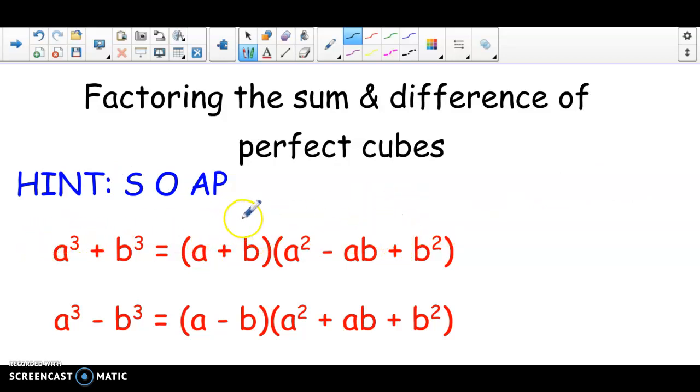When you factor a perfect cube, you have a binomial, 2 terms in one parentheses, and 3 terms, a trinomial, in the second parentheses. What SOAP stands for is that in the first parentheses, you're going to have the same sign as you had in your original problem. So in the first parentheses, the binomial, the sign is going to be the same. In the second parentheses, your first sign is going to be the opposite. So that's the O.